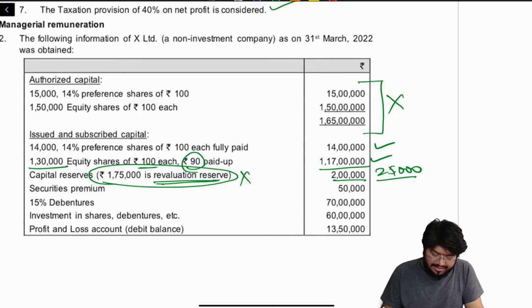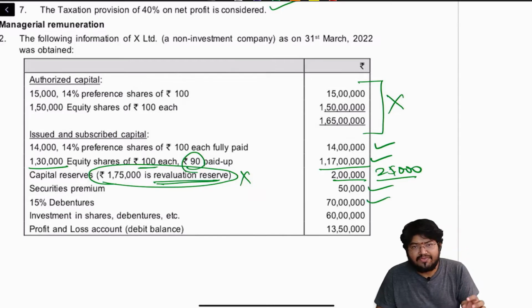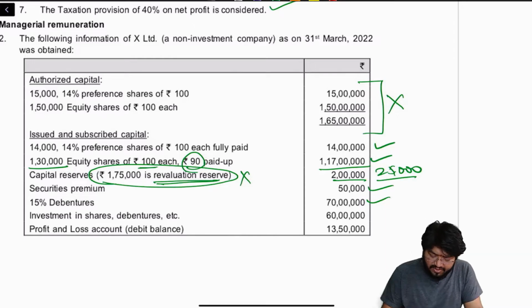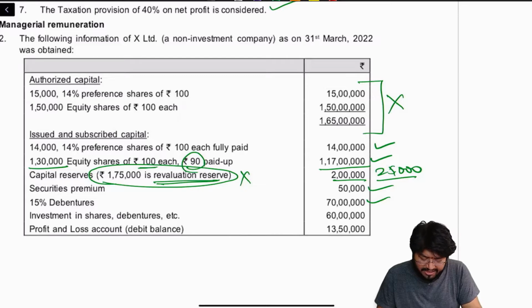Okay. Next, securities premium, yes, you can consider it in full. 15% debentures, yes, you can consider them. Why? Because this is also being used by you in the business. Okay. And then out of all these monies, you invested in shares and debentures of some other company.